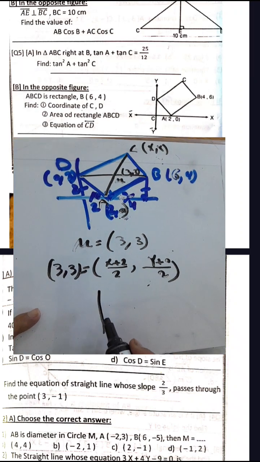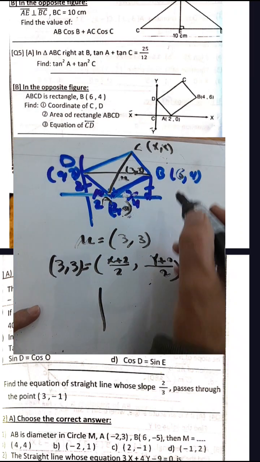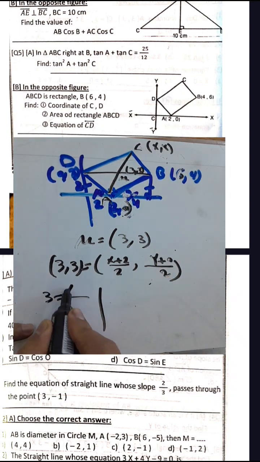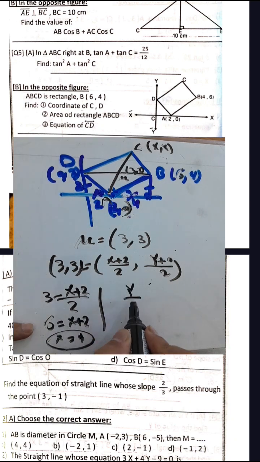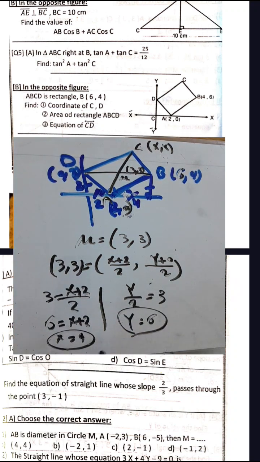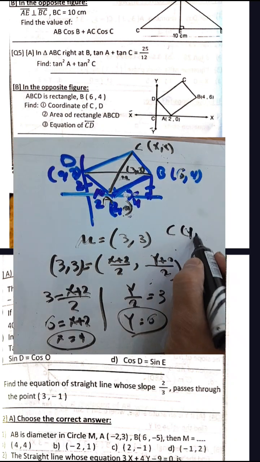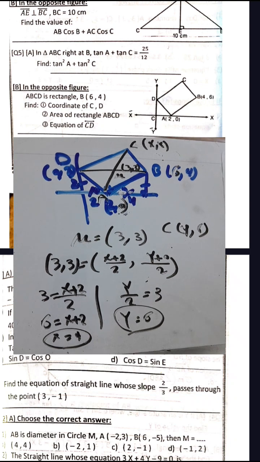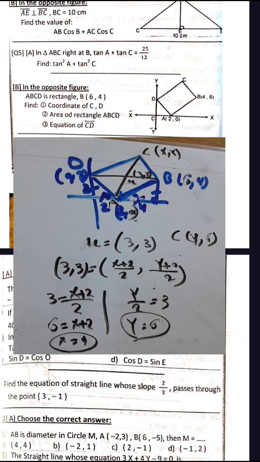Okay, understood the mistake about this example? The mistake here is 6 and 4, not 4 and 6, and then complete: 3 equals x plus 2 over 2, then 6 equals x plus 2, then x here equals 4, and y plus 0 over 2, it will be y over 2 equals 3, then y here equals 6. Then the order of point C will be 4 and 6. Okay, understood? And then he wants to find the equation of CD.